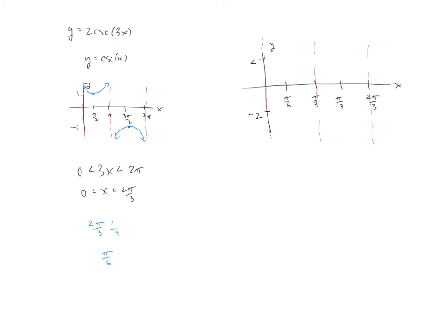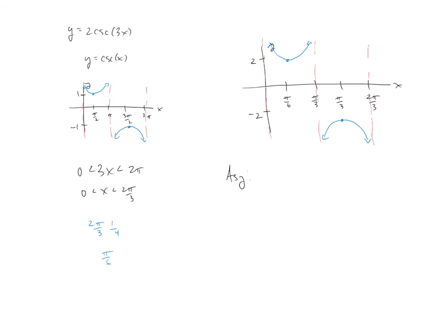So for the first region, we're opening high, and for the second one, we're opening down. And so there sits the graph of 2 cosecant of 3x. The asymptotes, kind of like what I was telling you before, if you can see them, great. If you can't, it's not a big deal.